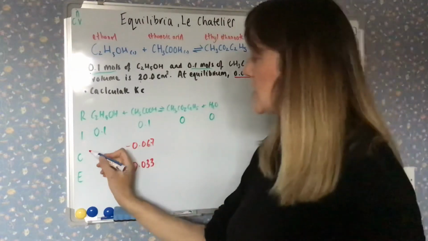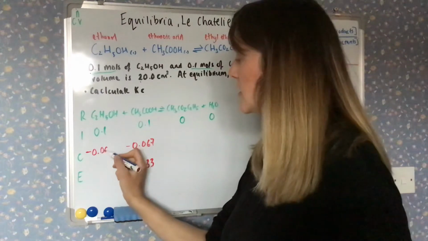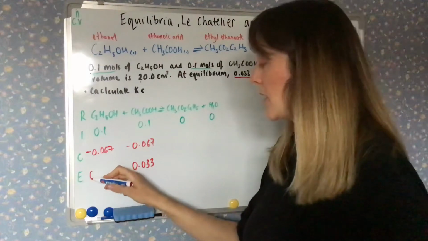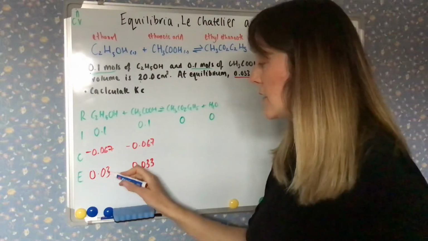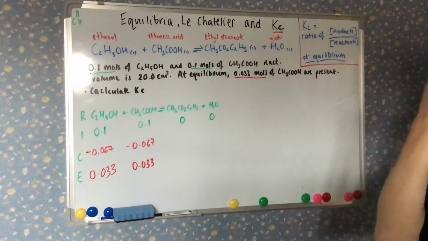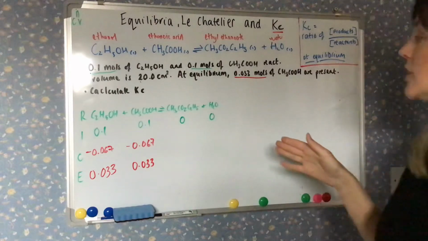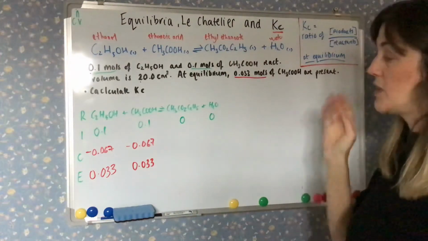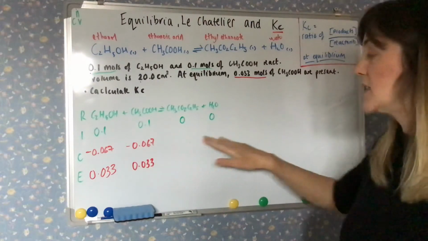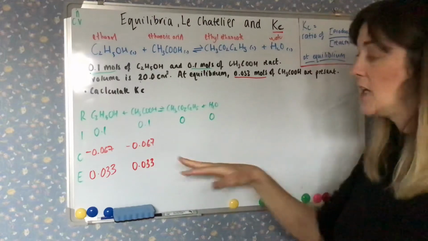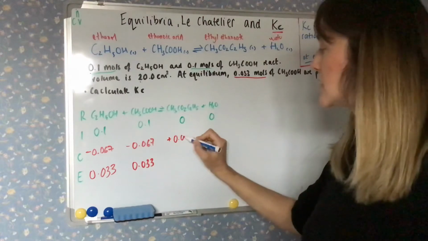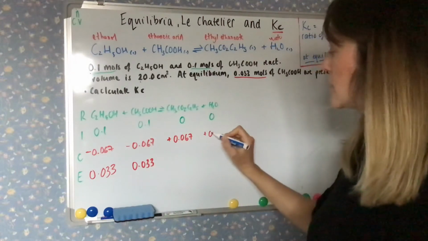So we can say the change is 0.067. And because we started with the same number, 0.1, it means we're going to end with the same number at equilibrium, 0.033. Okay? So we've now got our number of moles at equilibrium of both of the reactants. Now if you have a look at the products, again we've got a 1-to-1 ratio, which is fantastic. So the number of moles that have reacted here is going to be the same, we're going to have the same change, the number of moles that's going to have been formed, except it's going to be plus, so 0.067, and the same here, 0.067.